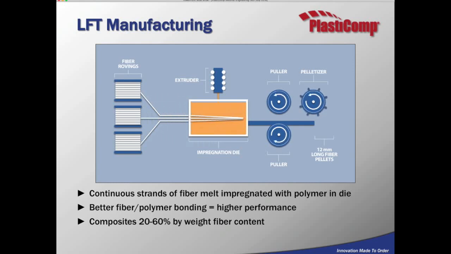And you get better fiber and polymer bonding, which equals higher performance and mechanical properties, as well as cosmetics, because you don't get any loose fiber in the materials. Typically, we'll make composites based on 20 to 60% fiber content by weight. And that depends on which type of fiber we're using, as well as the thermoplastic base resin.